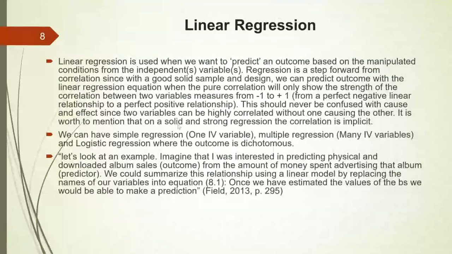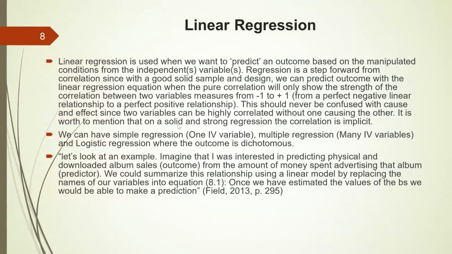So again, we want to use linear regression when we want to predict an outcome based on the condition from the independent variable. It's a little bit forward from the pure correlation, right? We can predict an outcome with the linear regression equation. We're going to see that in a few. We can have simple regression, meaning one independent variable, age, to predict sickness, or how much diabetes you can have. I'm making this up. Or you can have multiple regression, where you can have age, experience, how beautiful the model is to predict salary, for example.